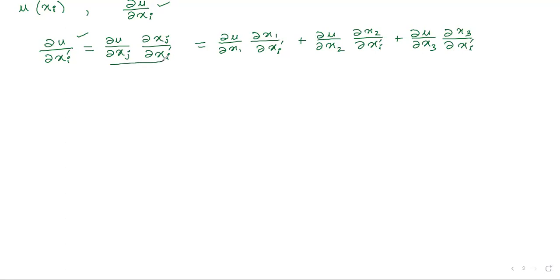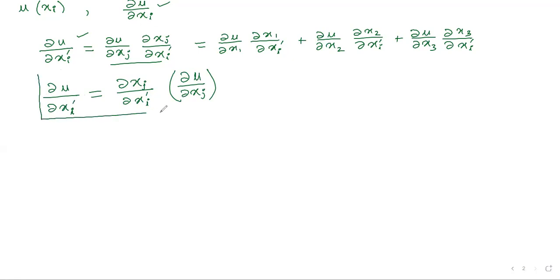Okay, now I can rearrange these two and write it like this. This is ∂xj/∂xi prime, and I can write it here. So ∂u/∂xj, and this is equal to ∂u/∂xi prime. So this is how the components of the gradient transform when we transform our coordinates from one system to another.